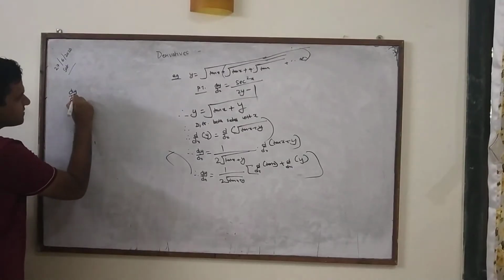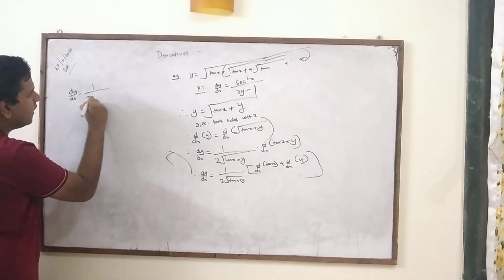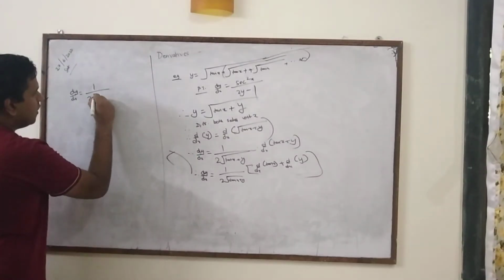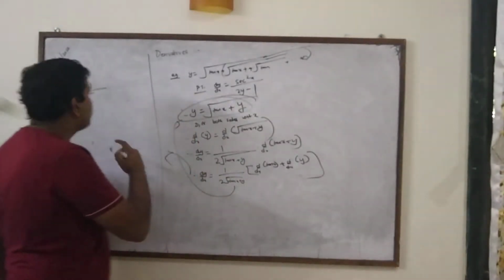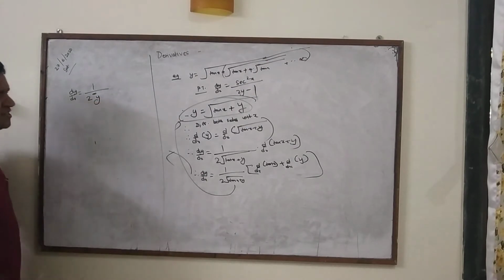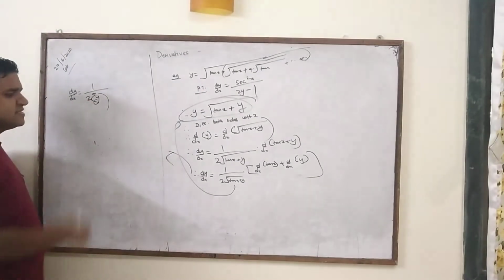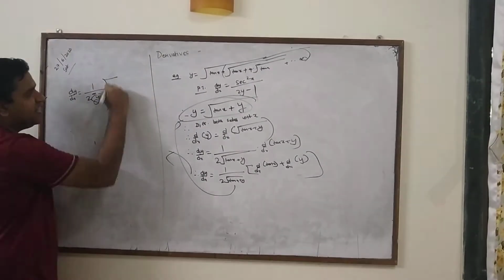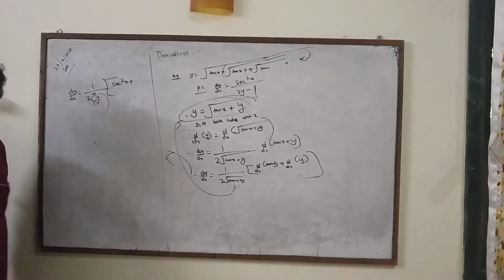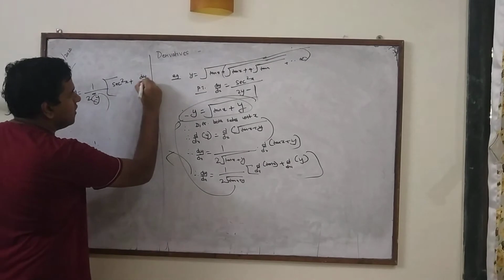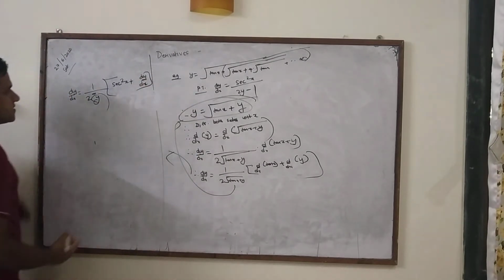dy by dx then works out to 1 upon 2. Can I replace root tan x plus y simply as y? Absolutely I can. I'm writing instead of root tan x plus y simply a y. Derivative of tan x with respect to x is sec square x. Derivative of variable y with respect to x is dy by dx.